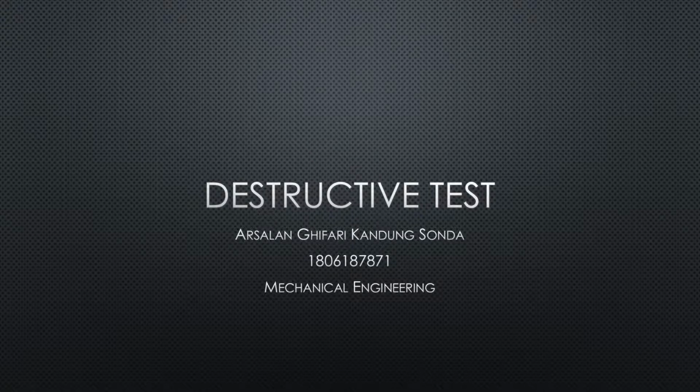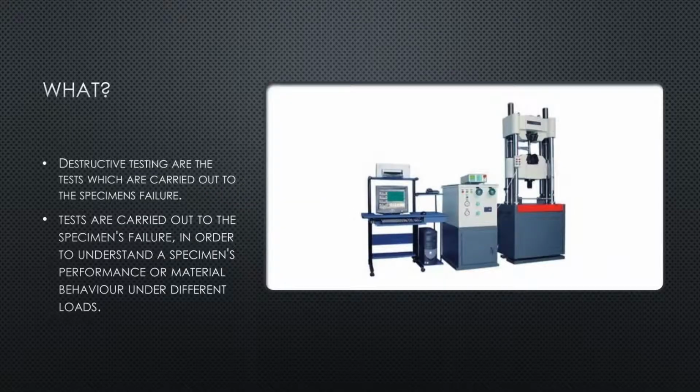And here I am going to talk about destructive test. What is a destructive test? Destructive testing are the tests which are carried out till the specimen's failure. Tests are carried out to the specimen's failure in order to understand a specimen's performance or material behavior under different loads. As we can see in the right side of this slide, there's a picture of a machine that is called tension. This machine is used to do this destructive testing.